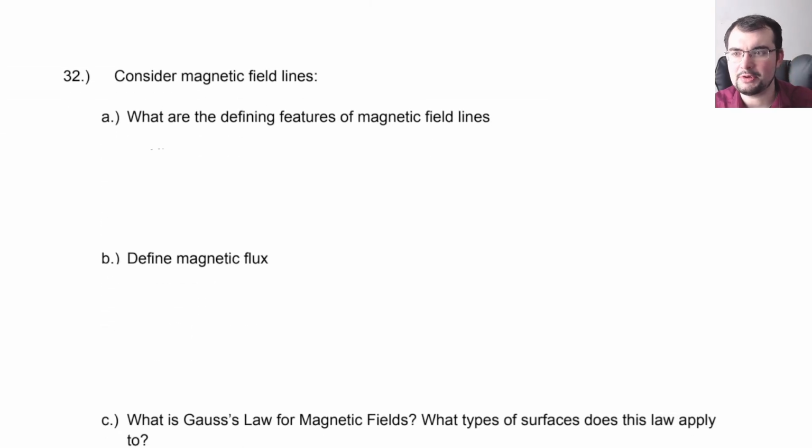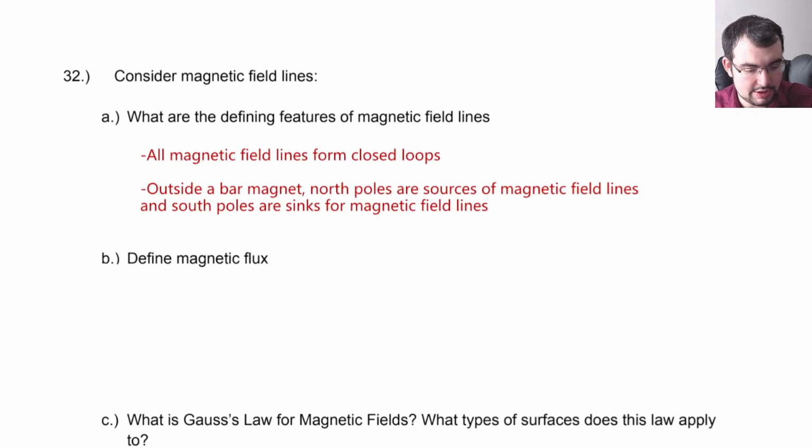Now we're going to talk about field lines. What are magnetic field lines' defining features? Well, there's really one main one, and that is the fundamental principle that magnetic field lines must form closed loops no matter what. Even if this goes against what rule you're thinking, magnetic field lines must loop in on themselves. And we say that outside a bar magnet, north poles are sources of magnetic field lines and south poles are sinks. It is important that this is what's happening outside the bar magnet.